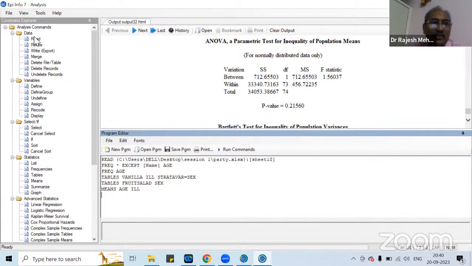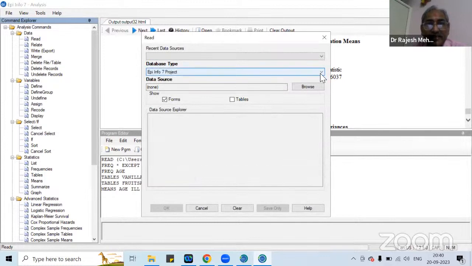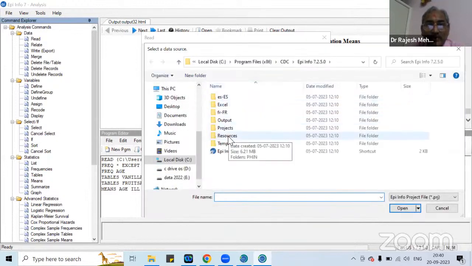So we just used the read command, frequency command, tables and means. Now, sometimes you have a project with you and you have done data entry in Epi Info itself. Then you go for the read command and select Epi Info project, then browse, and you should know where your file is lying.